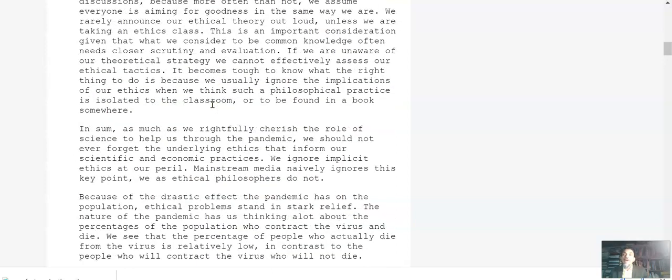So this is an important consideration given that what we consider to be common knowledge often needs closer scrutiny and evaluation. If we are unaware of our theoretical strategy, we cannot effectively assess our ethical tactics. It becomes tough to know what the right thing to do is because we usually ignore the implications of our ethics when we think such a philosophical practice is isolated to the classroom or to be found in a book somewhere.